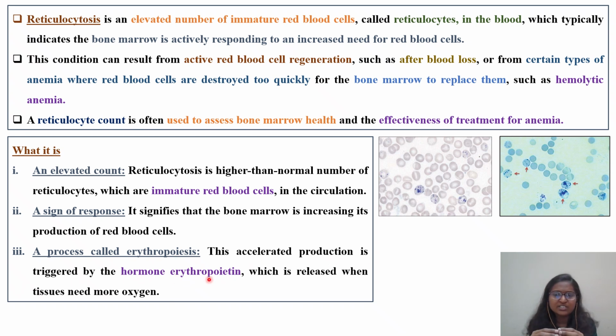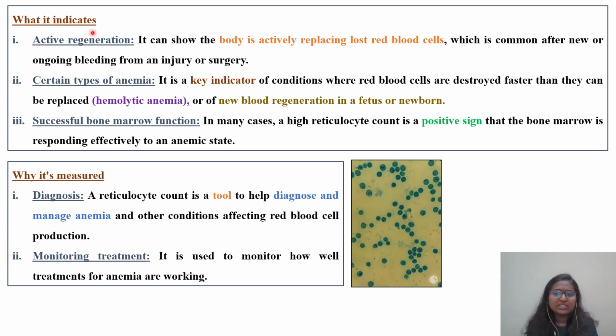So whenever such a need is there, doctors give an erythropoietin injection, which is released when tissue needs more oxygen. As I said, RBCs are important to carry oxygen to the desired part of our body. So what does reticulocytosis indicate? It indicates active regeneration. It can show that the body is actively replacing lost red blood cells, which is common after new or ongoing bleeding from an injury or surgery.